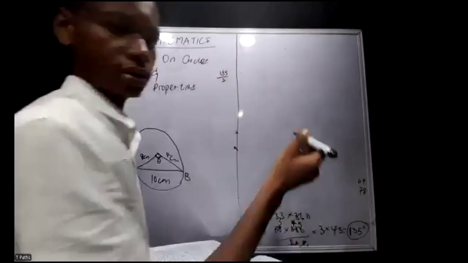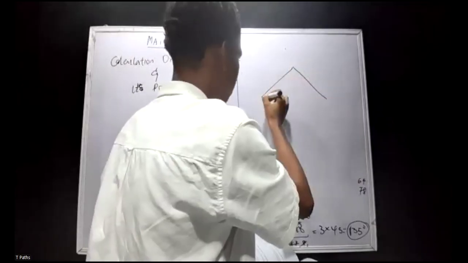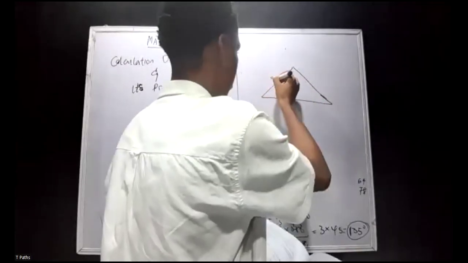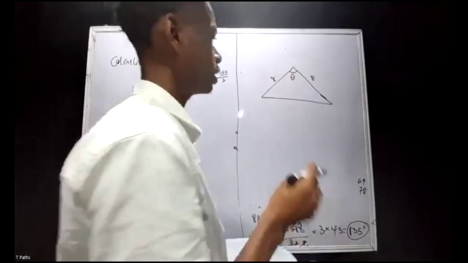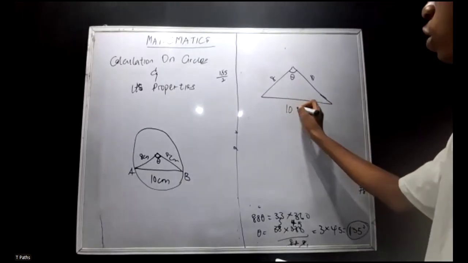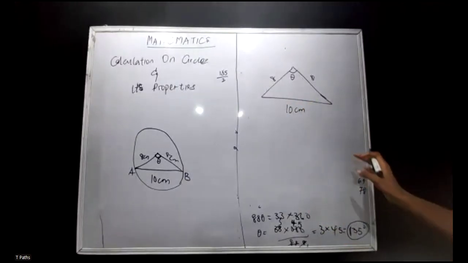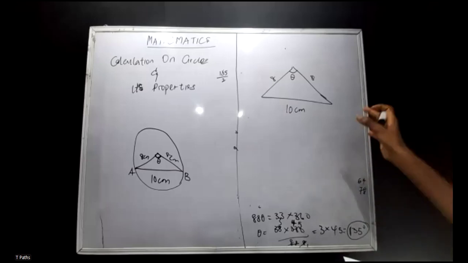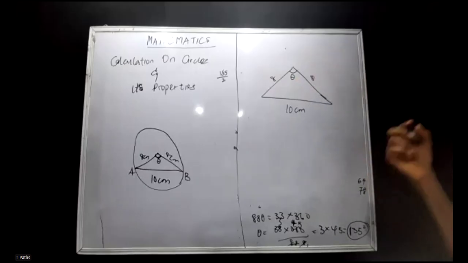So if I draw this out, I'm going to have a triangle. What type of triangle is it if two sides are equal? A triangle with two sides being equal is called an isosceles triangle. And what's an isosceles triangle? An isosceles triangle means the two base angles are equal and two sides are equal.